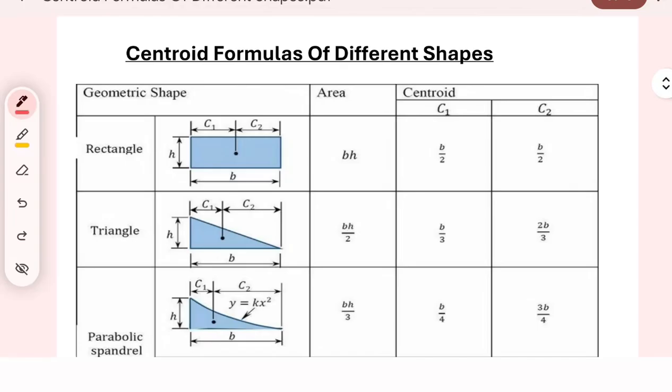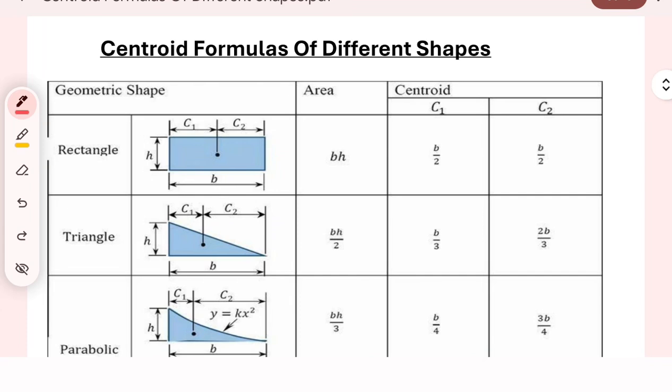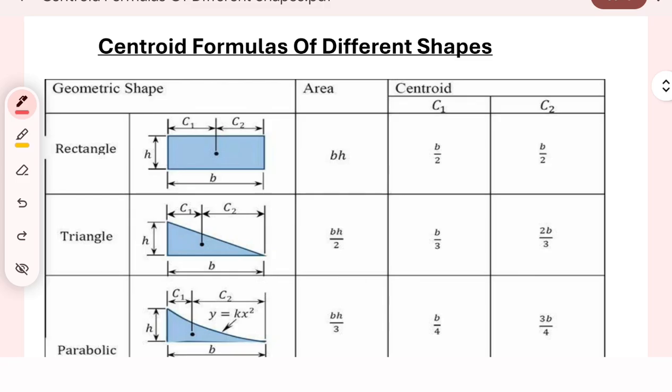Some problems in engineering mechanics, especially those problems that involve the centroids, especially the moments problems, also need you to learn some of the centroids of the different shapes.